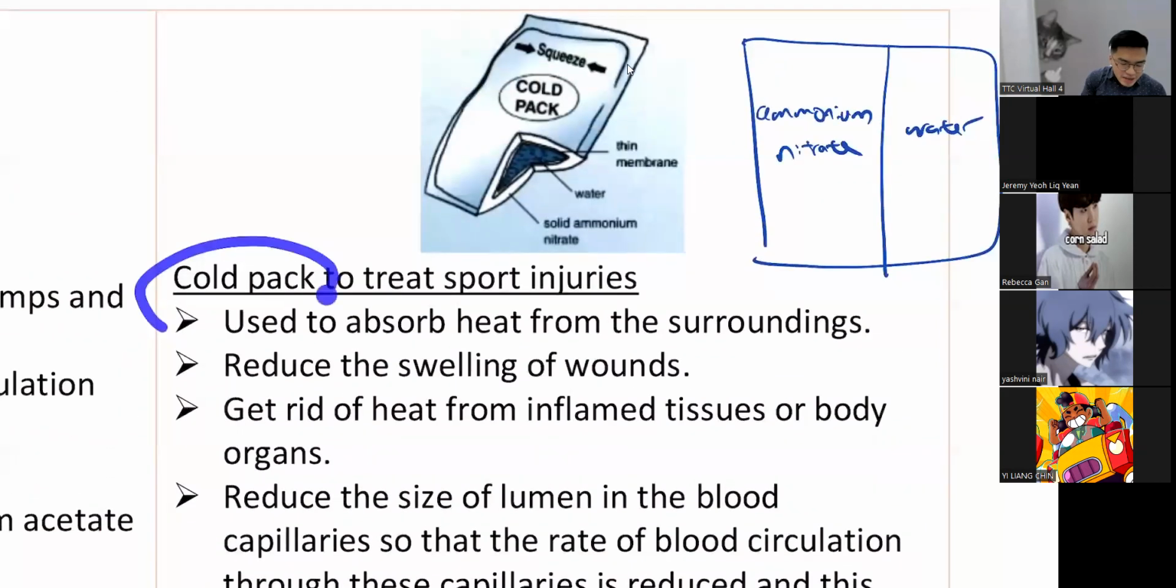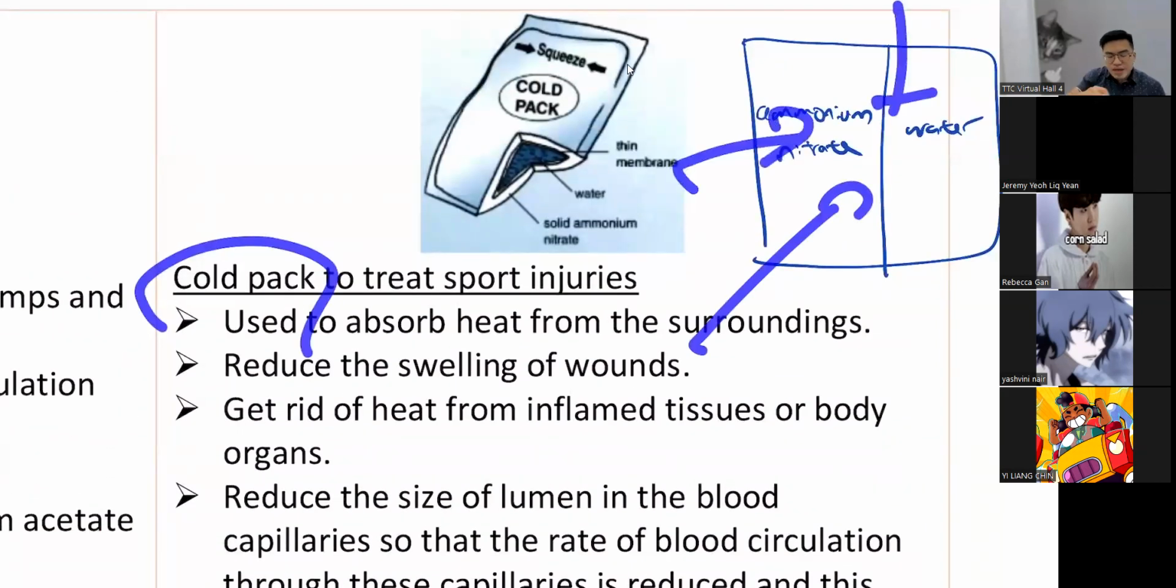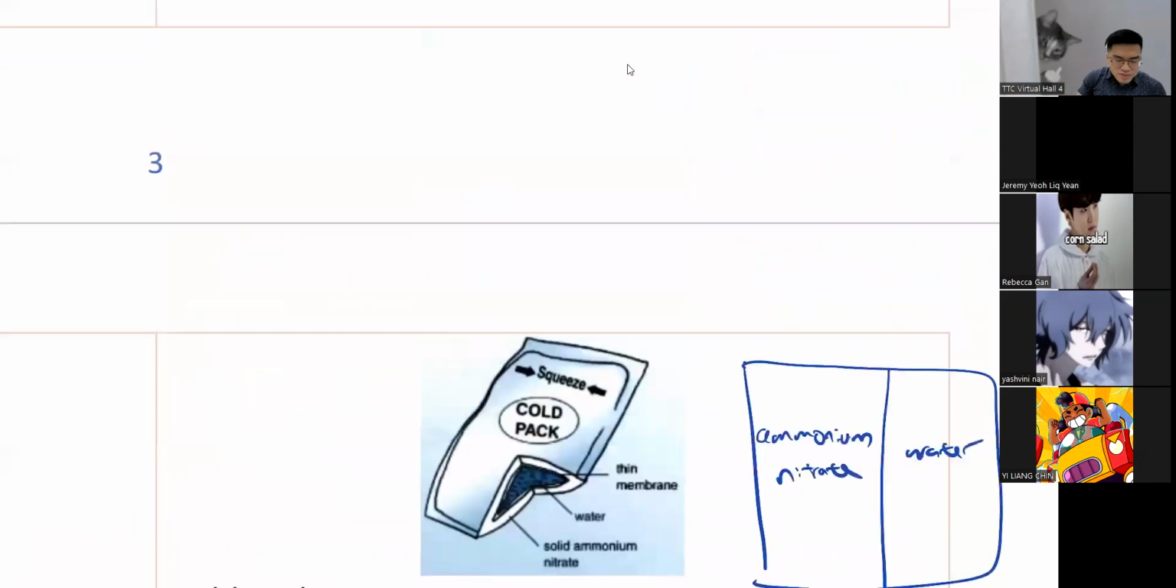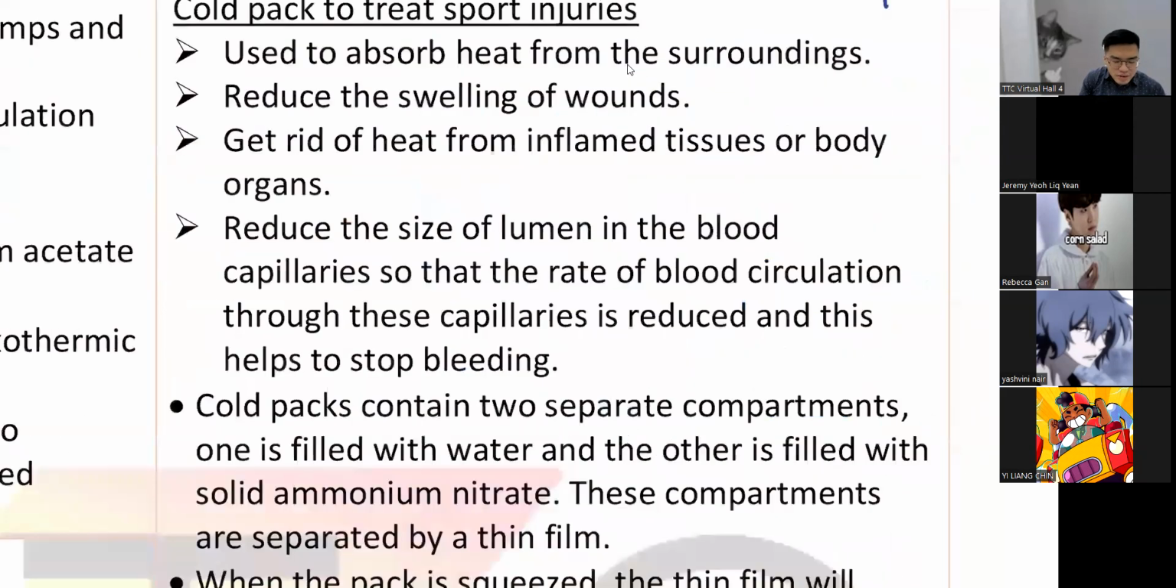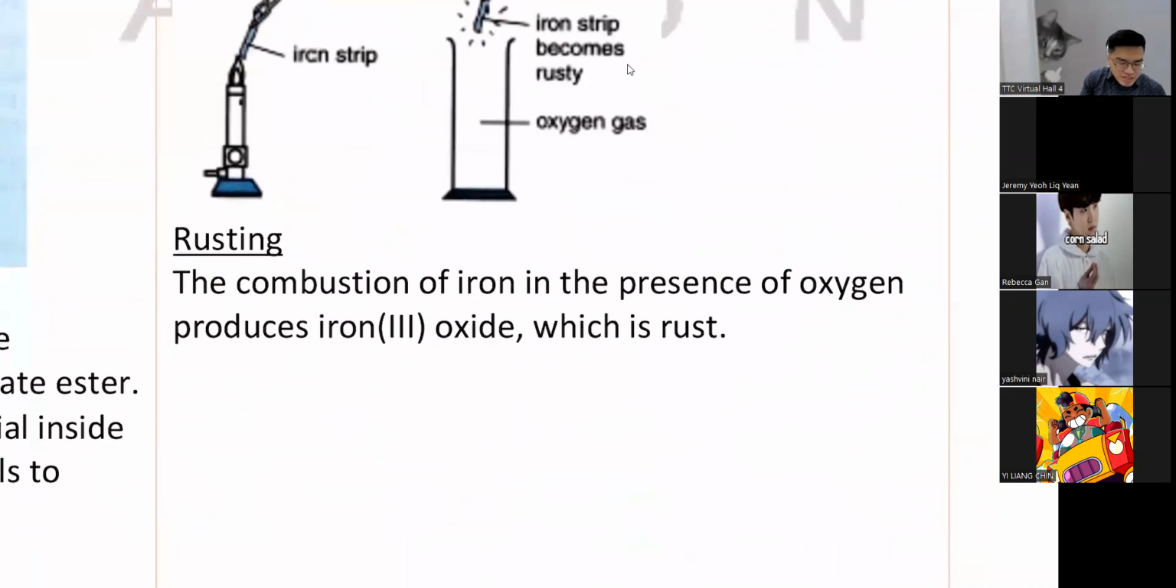Okay, so that's a cold pack, endothermic because they absorb heat. The surrounding becomes cold. And then melting of ice, when they absorb heat, the ice melts, surrounding becomes cold. Endothermic again. And then the last one, rusting. Rusting is endo.